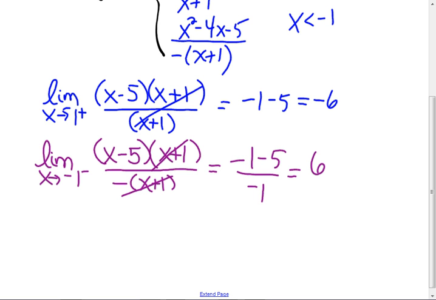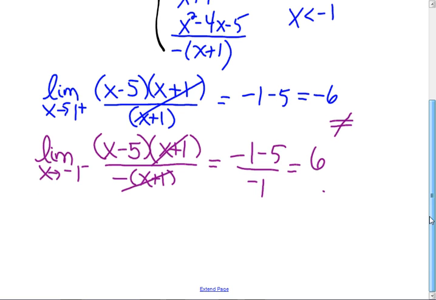Are these equal? Negative 6 and positive 6? No. Do we have to show that top part to show that you're doing both sides? You have to at least do this. I did that to help you see that. You can go straight to that. So you say it doesn't exist because the limit from the left doesn't equal the limit from the right. So you just write the end.